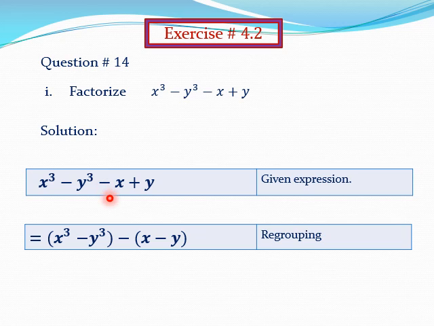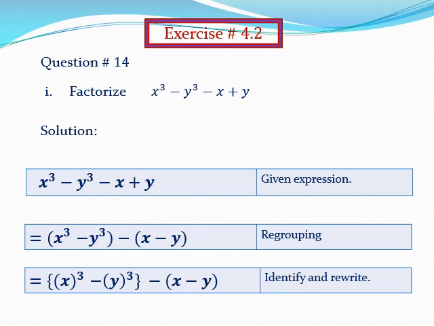And then this minus sign, we take it as common, and this is our second group. Because we take minus common, this minus sign will change the sign of this plus. It becomes minus times x minus y. We get this expression after regrouping. Then identify and rewrite: x cube minus y cube minus x minus y.